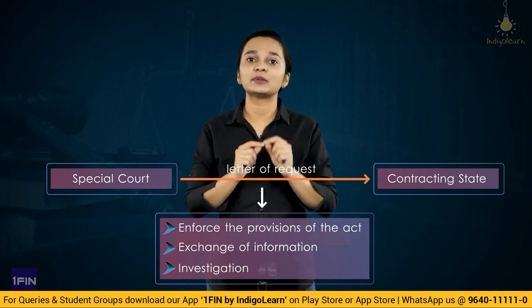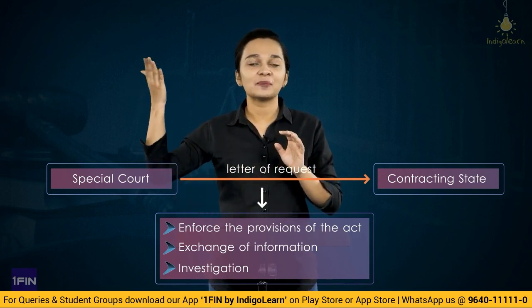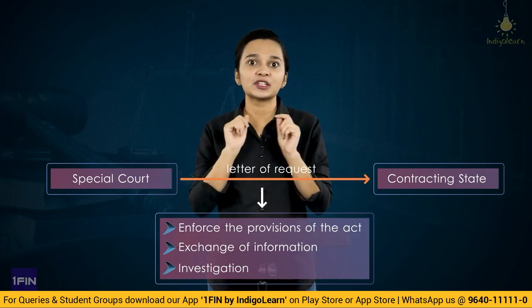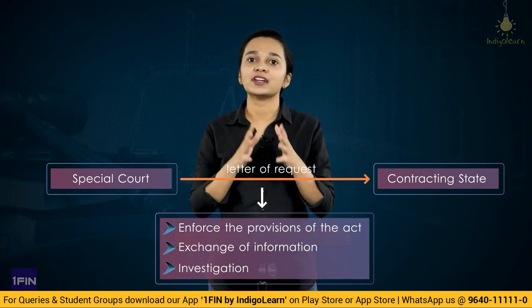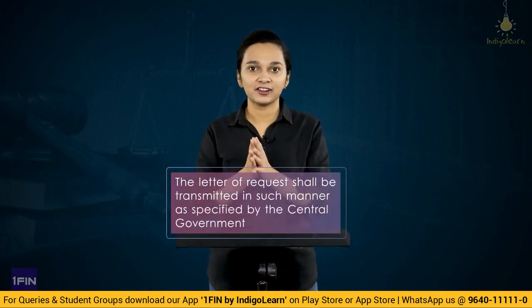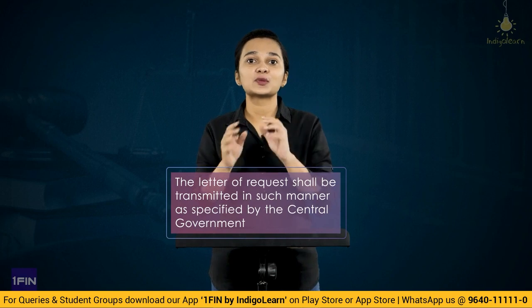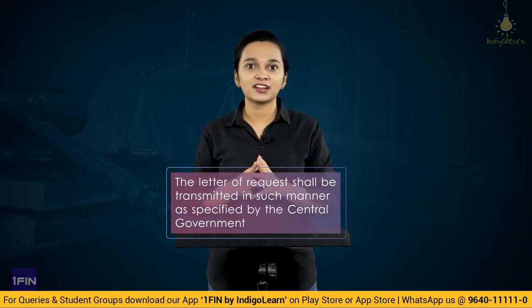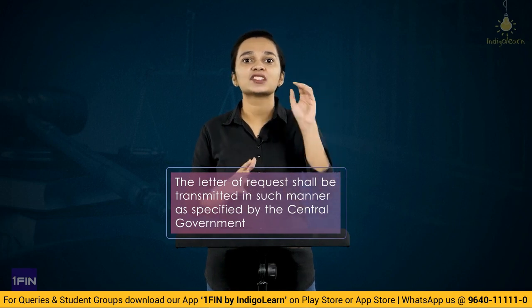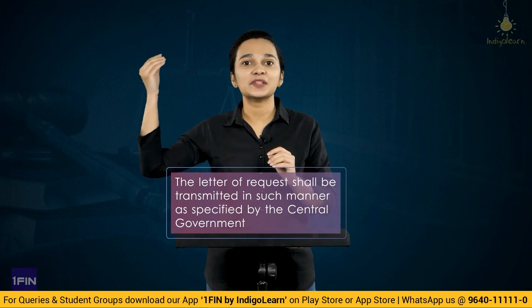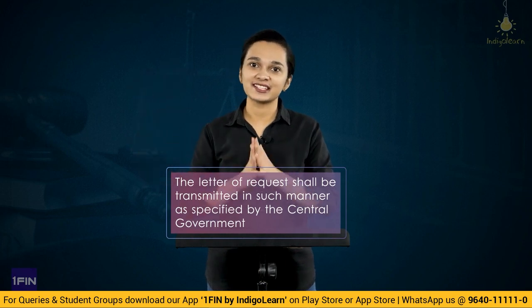So all the information will be transferred by the competent authority of the other contracting state to the special court. Now, what is the mode in which the transfer of information or evidence will be made? The mode of transfer will be specified by the government. The mode of making the request will also be specified by the central government. So, as specified by the central government, in a similar manner, the request shall be made by the special courts to any person, to any competent authority of the other contracting state.